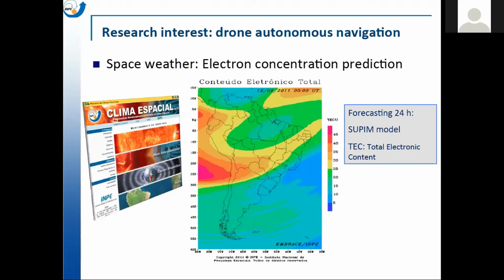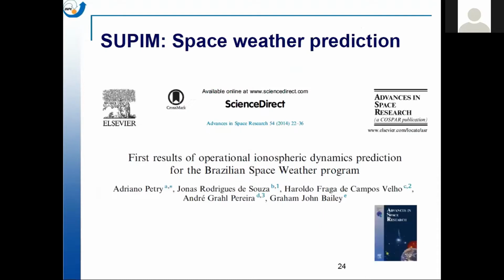similar to what happened in meteorology or oceanography, you can also use mathematical equations with time evolution in order to predict the electronic concentration in the atmosphere. And we do that here in Brazil. And this is our paper reporting first results of operational ionospheric dynamics prediction for Brazilian space weather problem.